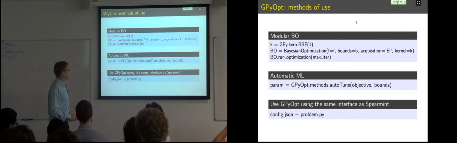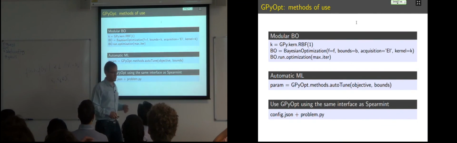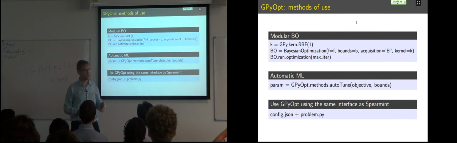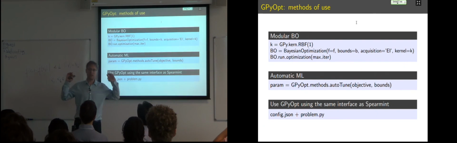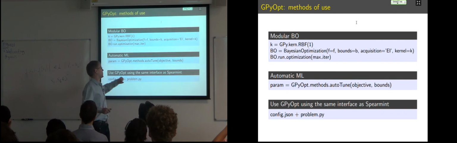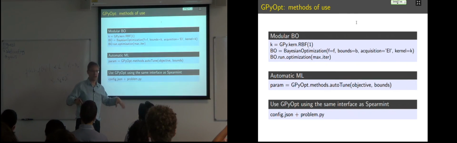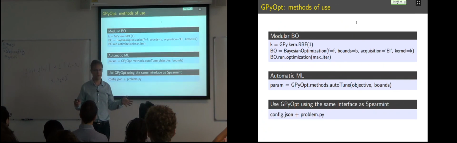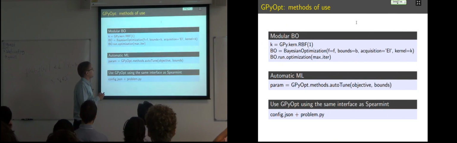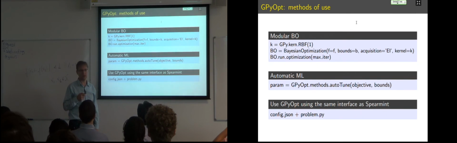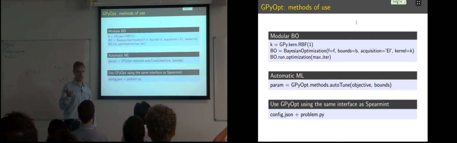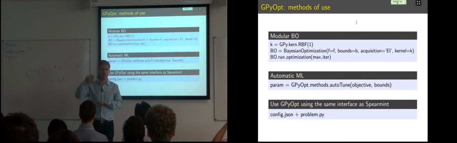So what we have tried when implementing GPyOpt using GPy is trying to target the different users that may be interested in using Bayesian optimization. So we have three, let's say, ways of using Bayesian optimization with GPyOpt. The first way of using it is mainly the one we were using in the lab today, which is modular Bayesian optimization, in which Bayesian optimization is mainly these two bits.